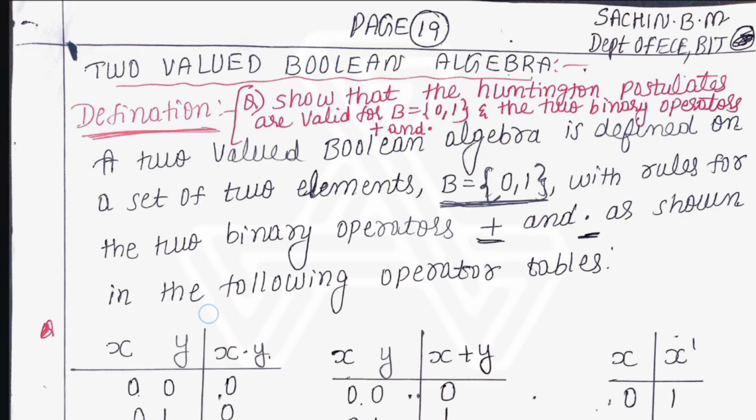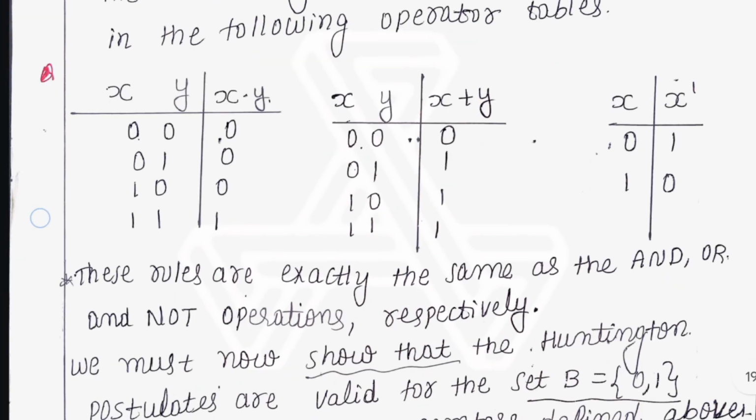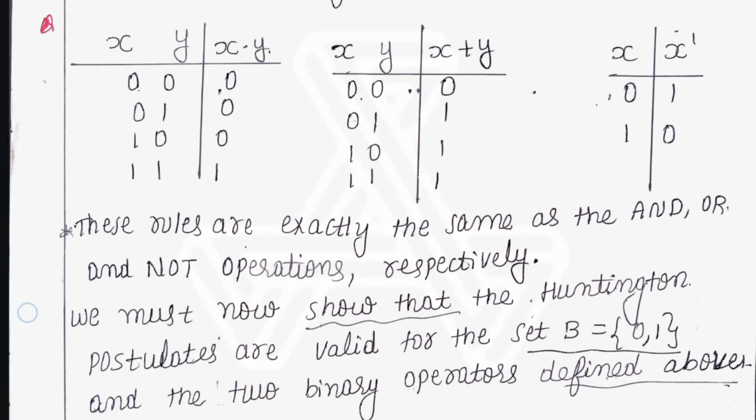Huntington postulates. The two-valued Boolean algebra is defined on the set of two elements, B equal to {0, 1}, with rules for the two binary operators plus and dot as shown in the following operator tables: x, y, x dot y; x, y, x plus y; and x, x dash. These rules are exactly the same as the AND, OR and NOT operators, respectively.